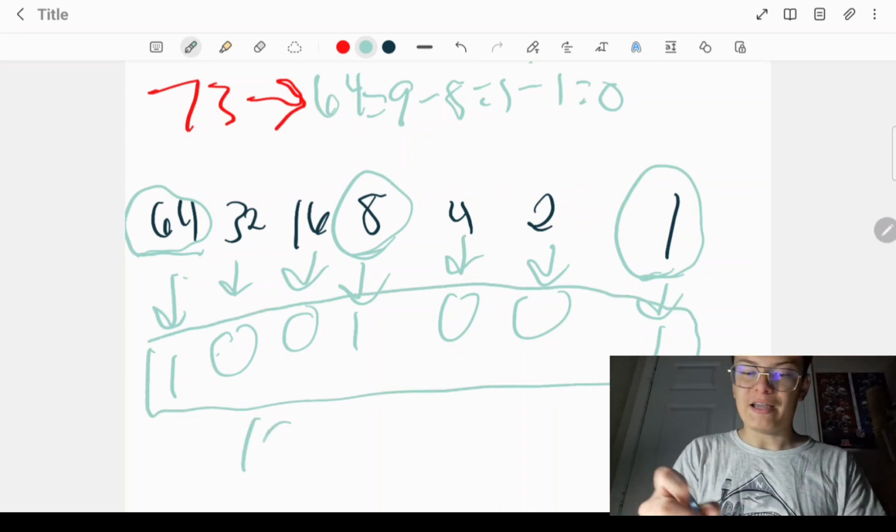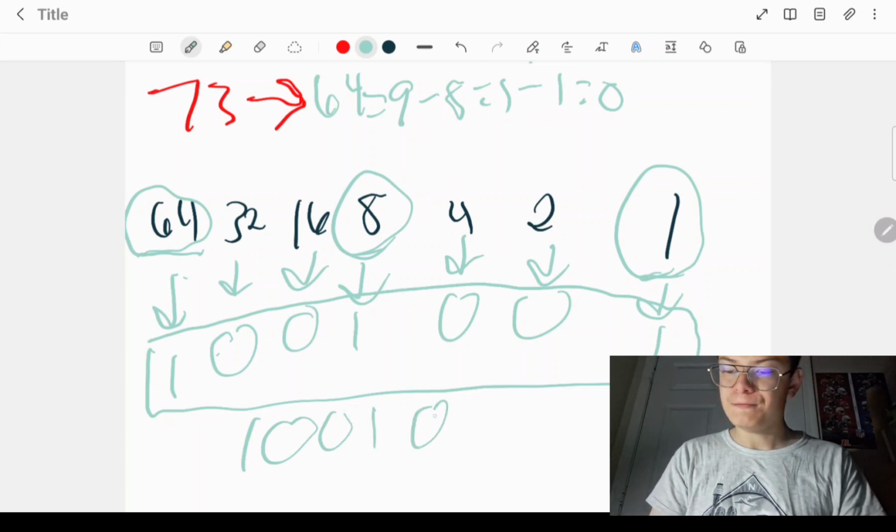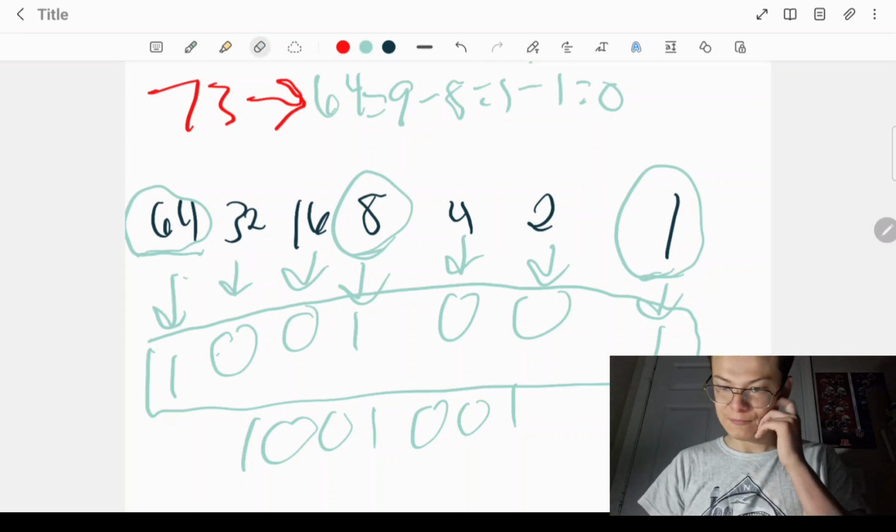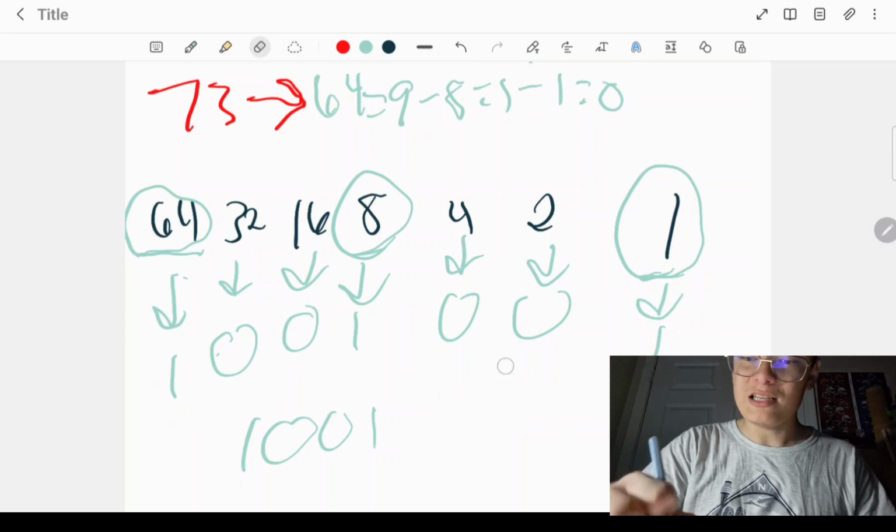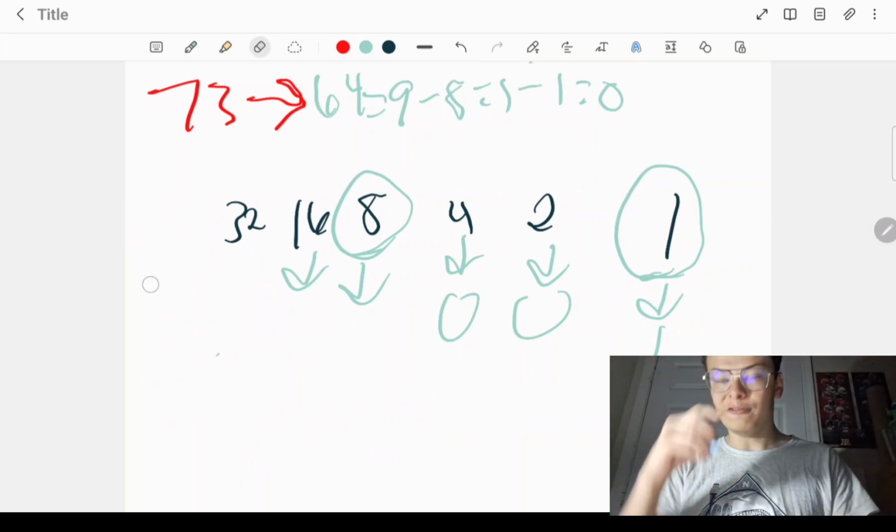So now your final answer is this. 1, 0, so I'm gonna write it down here. 1001001. That's your answer. So now let's erase this and let's solve problem number 3.